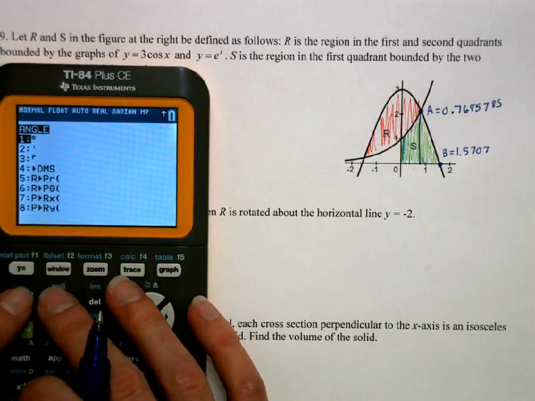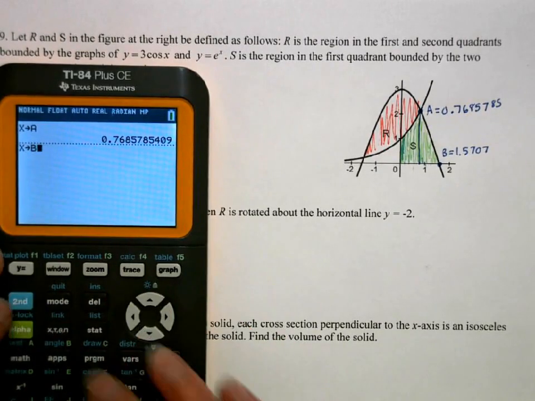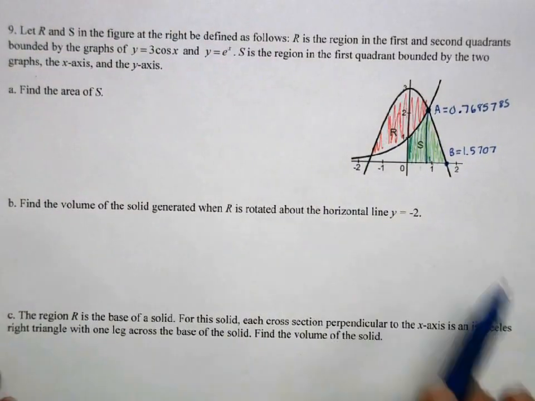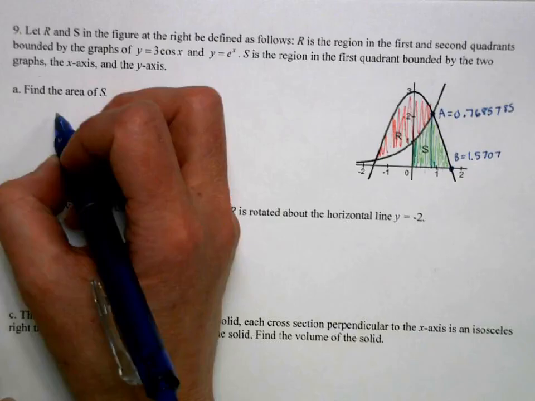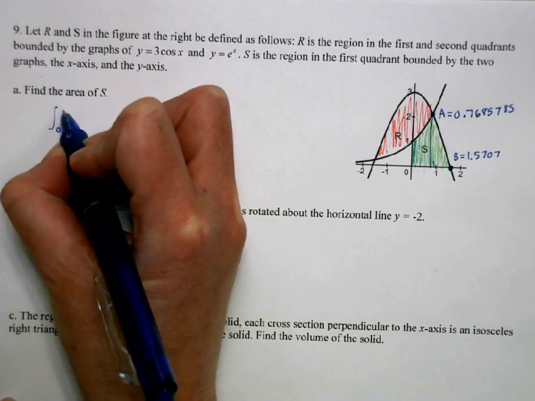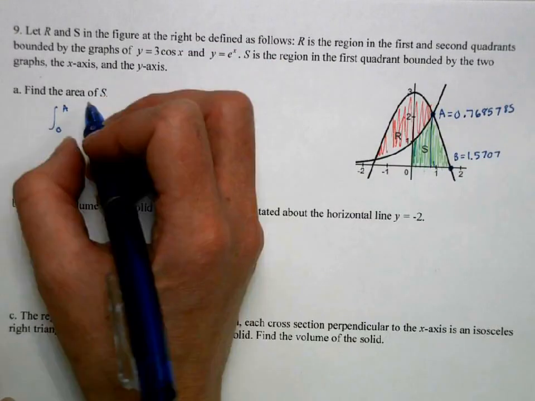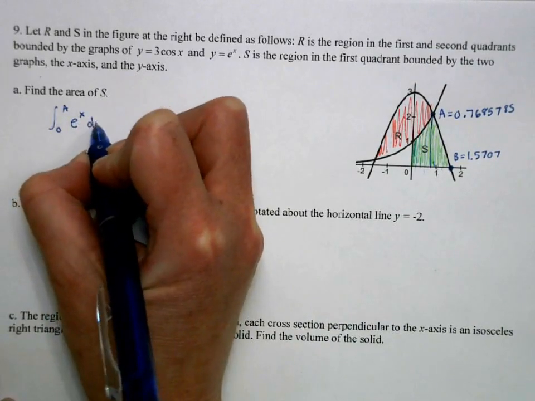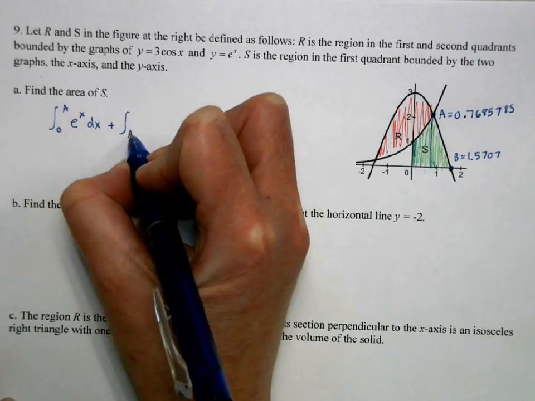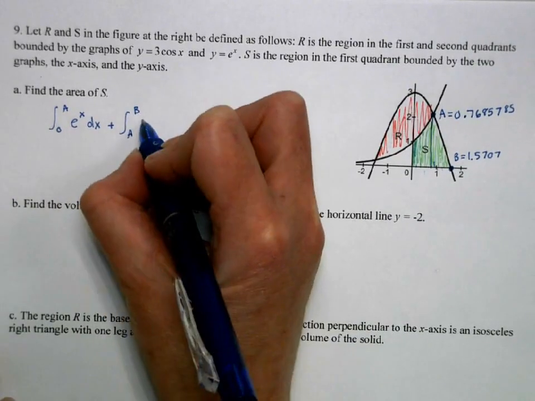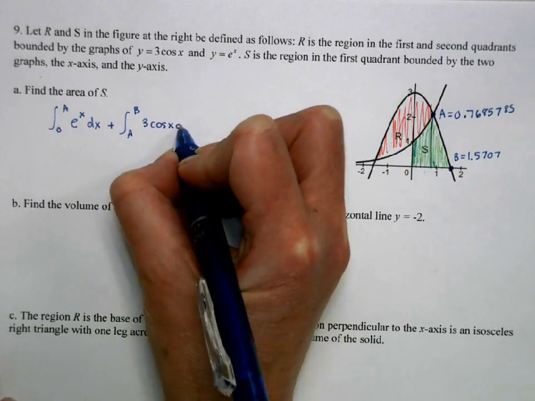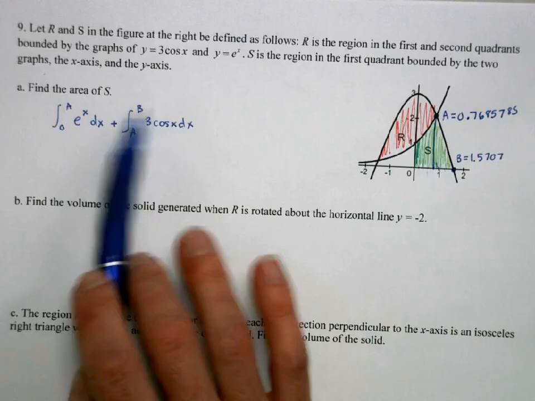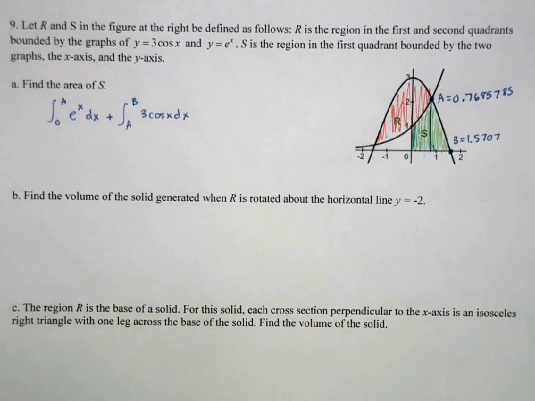So for my area, it's this area plus this area. So it's going to be the integral from 0 to A, because I've defined it over there, of, that one's e to the x. Then we're going to add that to the integral from A to B of 3 cosine of x. In a typical AP problem anymore, they would say this is f of x and this is g of x, and then you could just use those rather than writing the equations. Okay, and again, when you type it in, you literally type in A and B because that's what we stored it in.